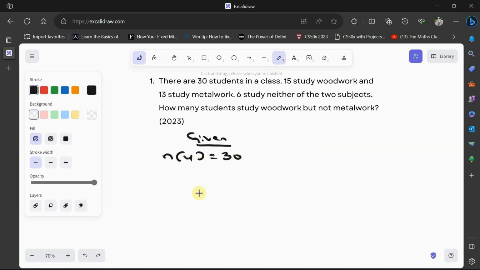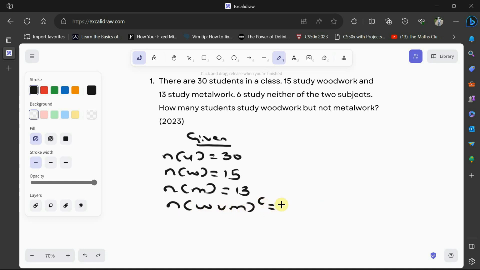15 study woodwork, so the number of people studying woodwork, let's say n(W), is equal to 15. And 13 study metalwork, so that will be n(M). Let's use M to represent metalwork. And 6 study neither of the two subjects. The way we've been representing this in previous videos is by saying n(W union M complement), right? And that's equal to 6.